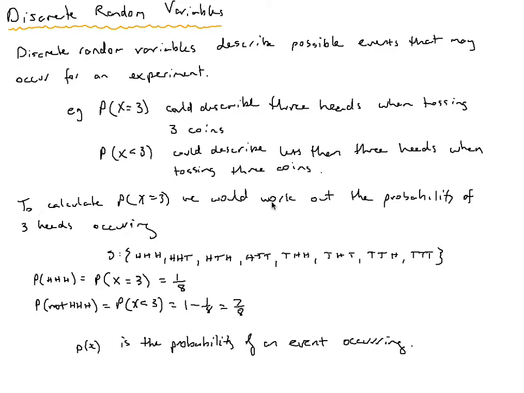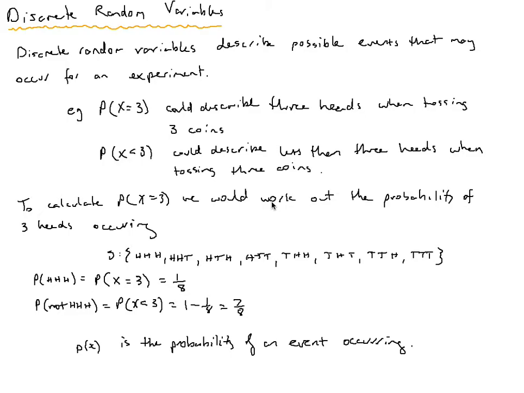Finally reach a new topic. So the next new topic is discrete random variables. It's a probability topic, and we're going to look at probability distributions. So for the first case, we're going to say that discrete random variables describe possible events that may occur for an experiment.